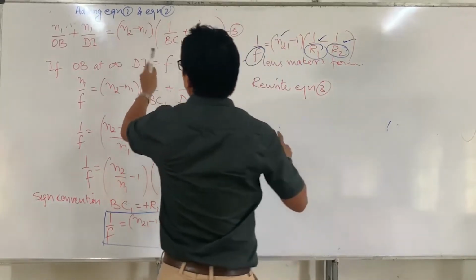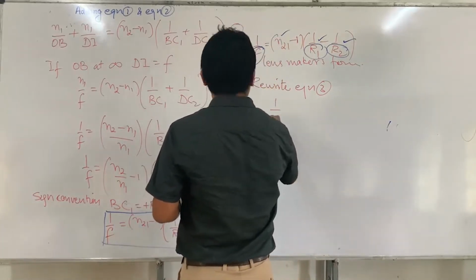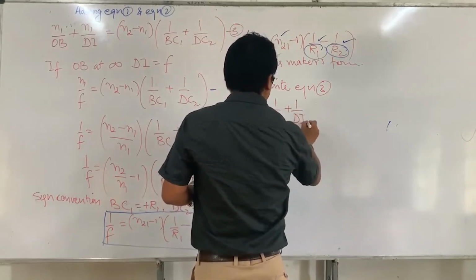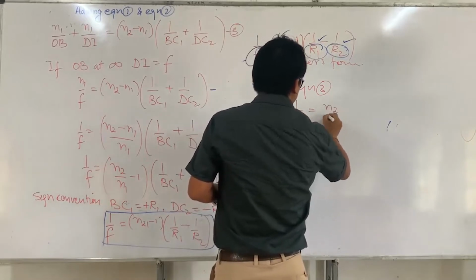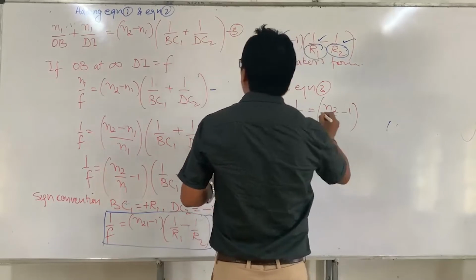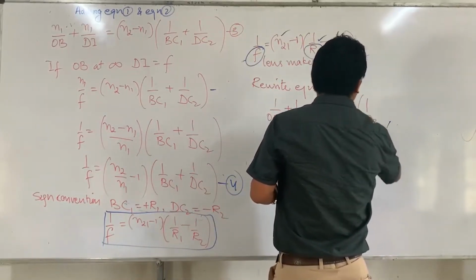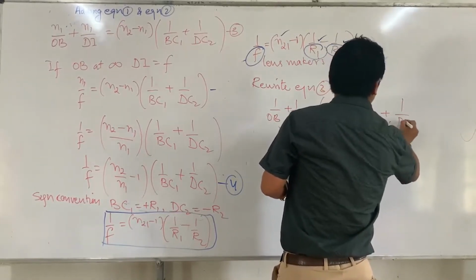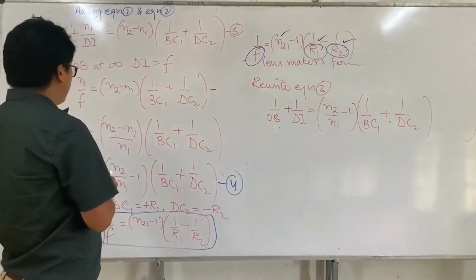Equation 3 is 1 by OB plus 1 by DI is equal to N2 divided by N1 minus 1, times 1 by BC1 plus 1 by GC2. This is the rewritten equation number 3.